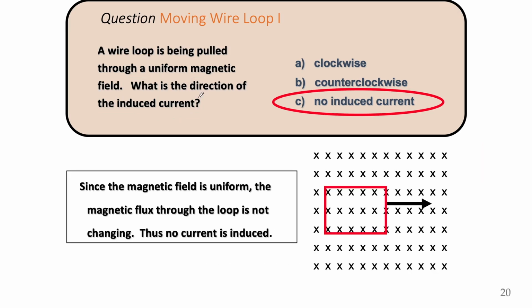The reason is, if you remember the formula for the magnetic flux, the magnetic field is not changing, area is not changing, and the angle is not changing. So if flux is constant, yes, there is some flux, but it's not really changing, then there is not going to be any induced current in this case.